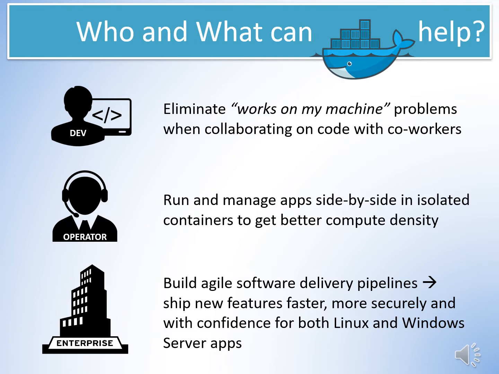Finally, Docker benefits enterprises or companies, and it makes it easier and more feasible to build agile software delivery pipelines. Before Docker, it was possible too, but the process was much harder, more costly, and more error-prone. With Docker, even a small company can build one such pipeline so that it can ship new features faster, more securely, and with more confidence. So, what do you think?